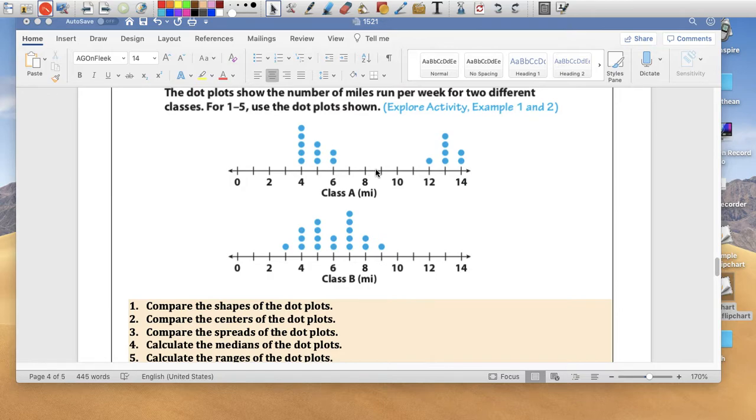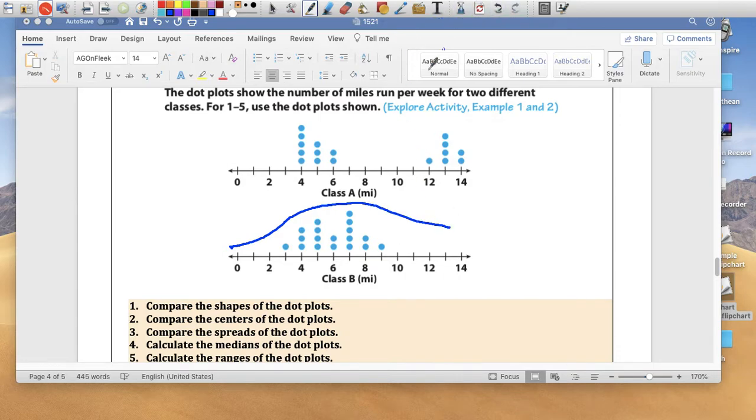So on the first question, it says here, the number of miles run per week for two different classes. So we can see that one class runs a little bit more consistently in terms of miles that they run. The other class is a little bit towards the extreme, right? Either you run on the medium side, the lower side of miles, or you run a lot.